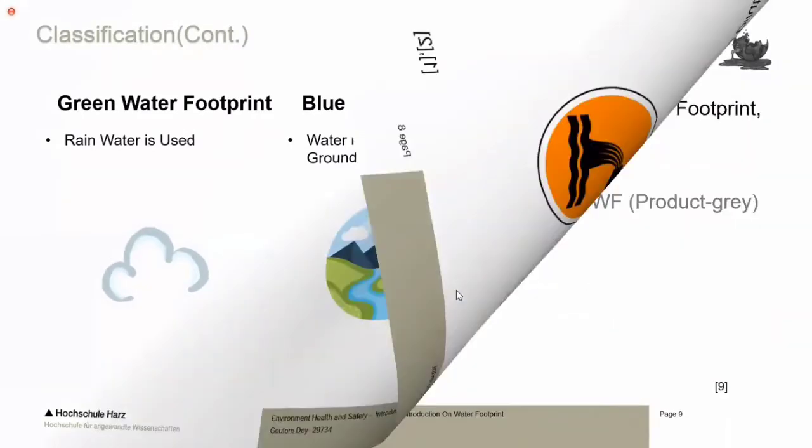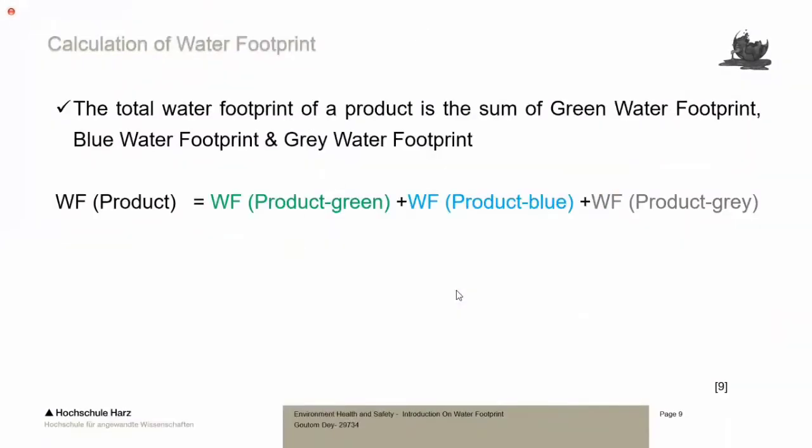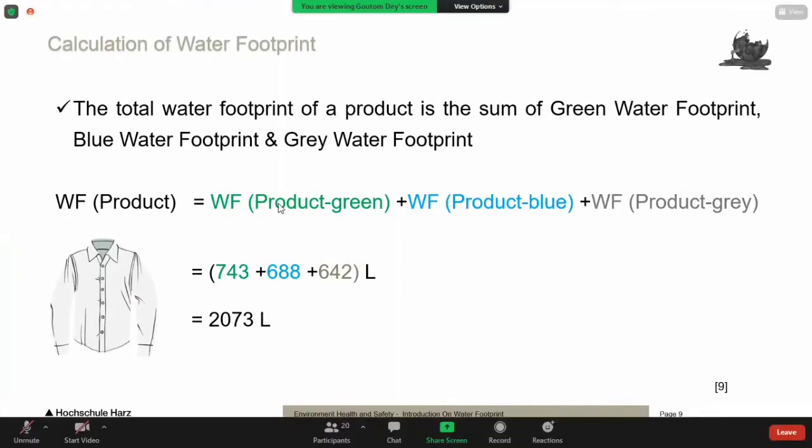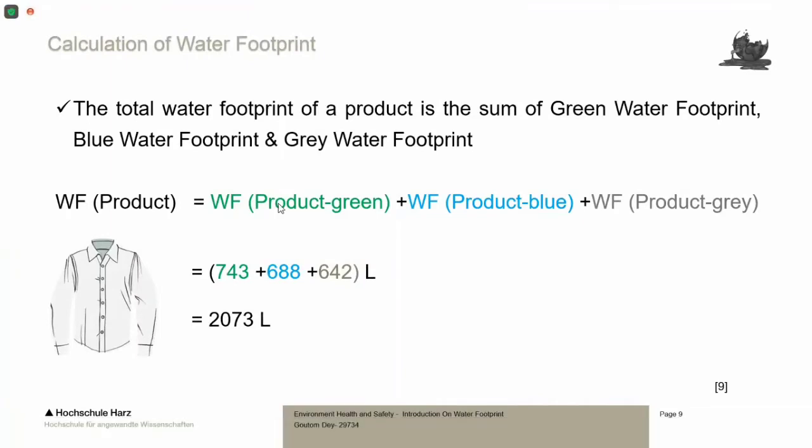So, how to calculate the water footprint of a product or process? We have to sum up all the green, blue, and gray water footprints to get the total water footprint. Take this chart for an example. The total water footprint of this chart is 2073 liters by combining all the green, blue, and gray water footprints.